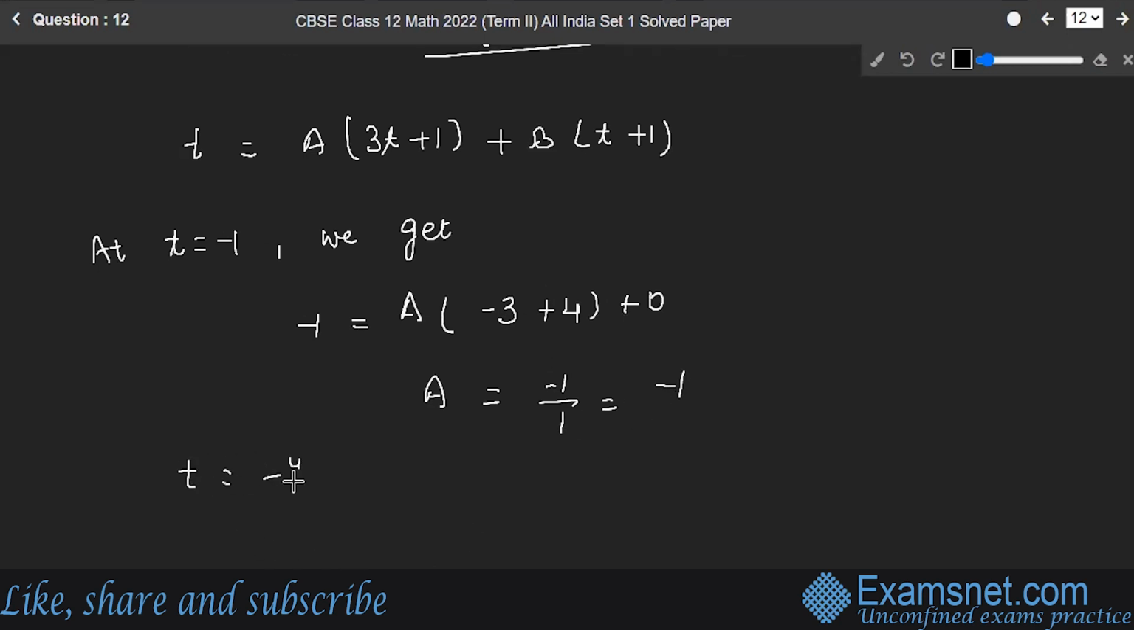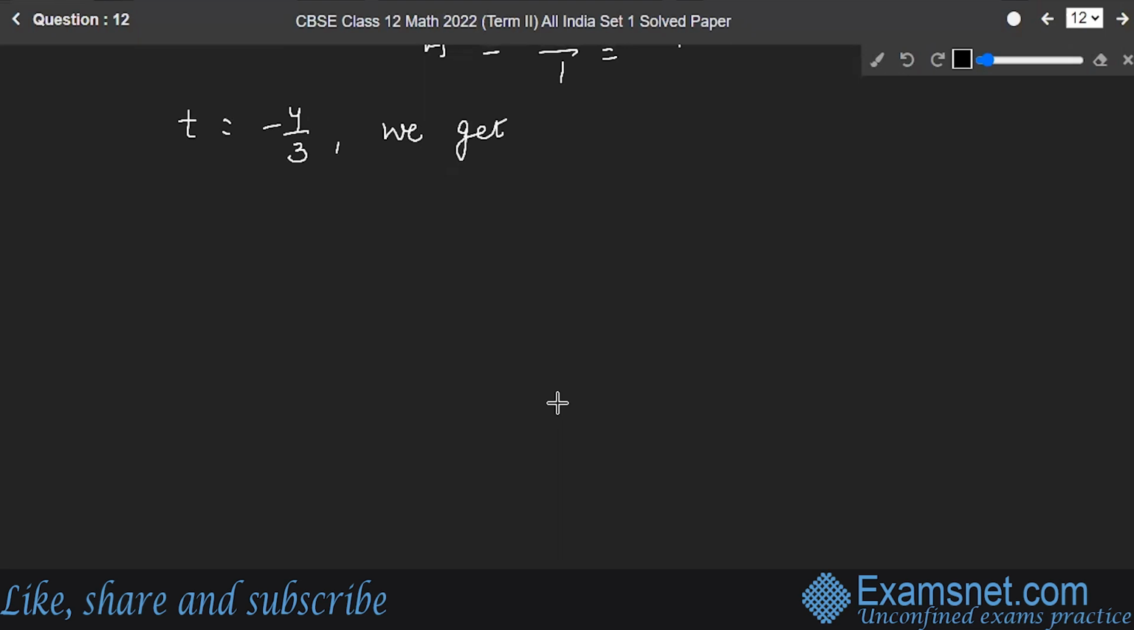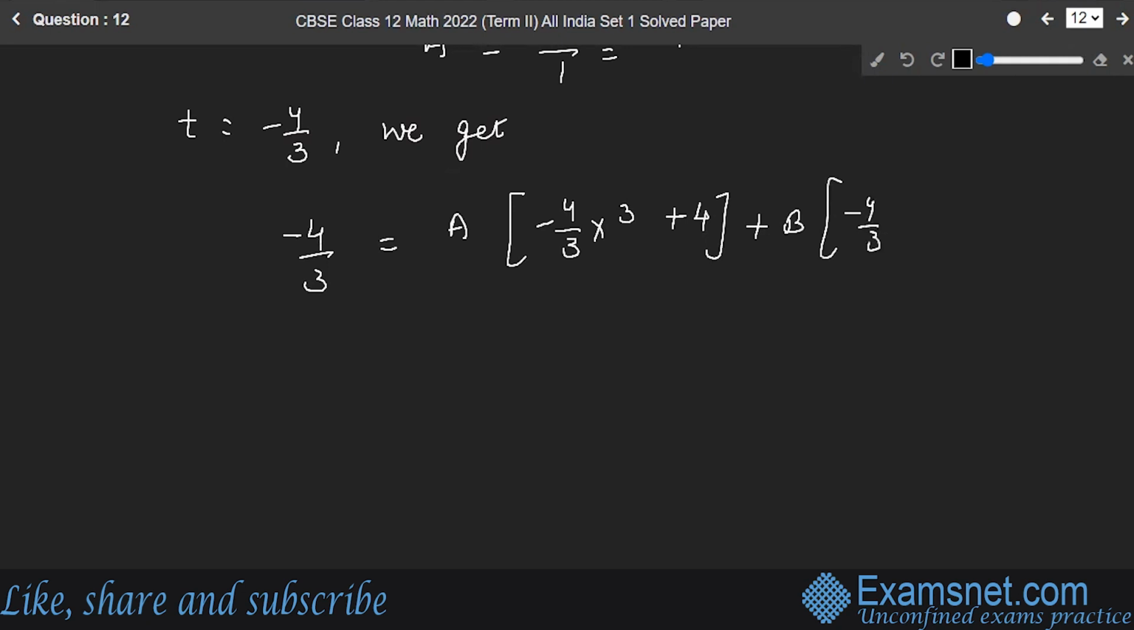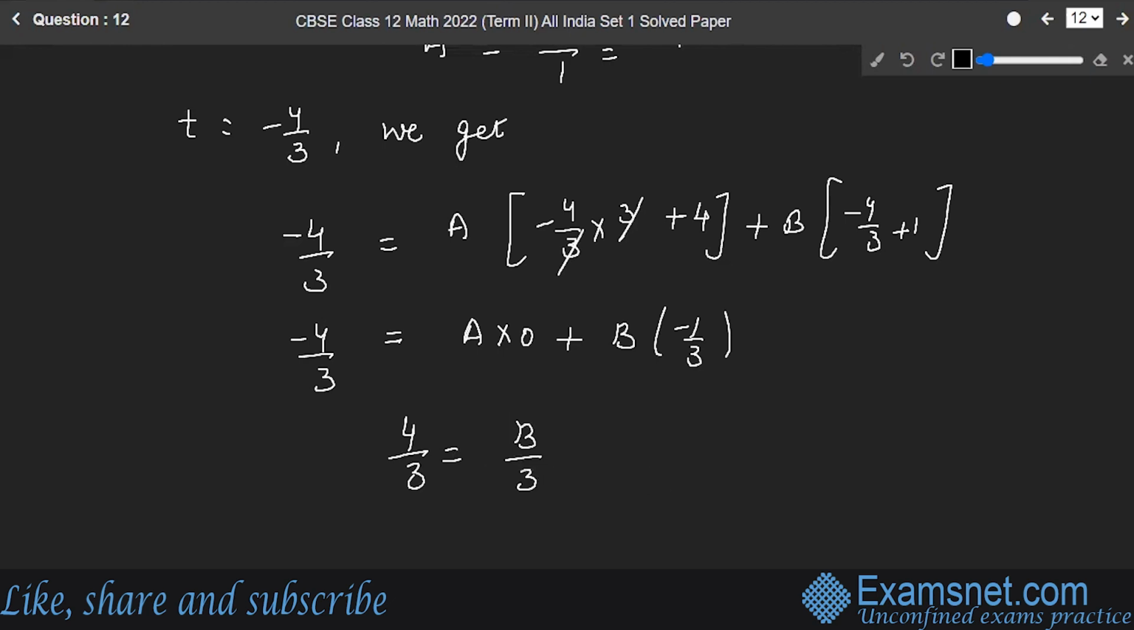And at t is equal to minus 4 by 3, what we get is minus 4 by 3 is equal to A into minus 4 by 3 into 3 plus 4 plus B into minus 4 by 3 plus 1. That's minus 4 by 3. This will cancel and this will be 0. A into 0 plus B into minus 1 by 3. Or you will have 4 by 3 is equal to B by 3, or B will be equal to 4.